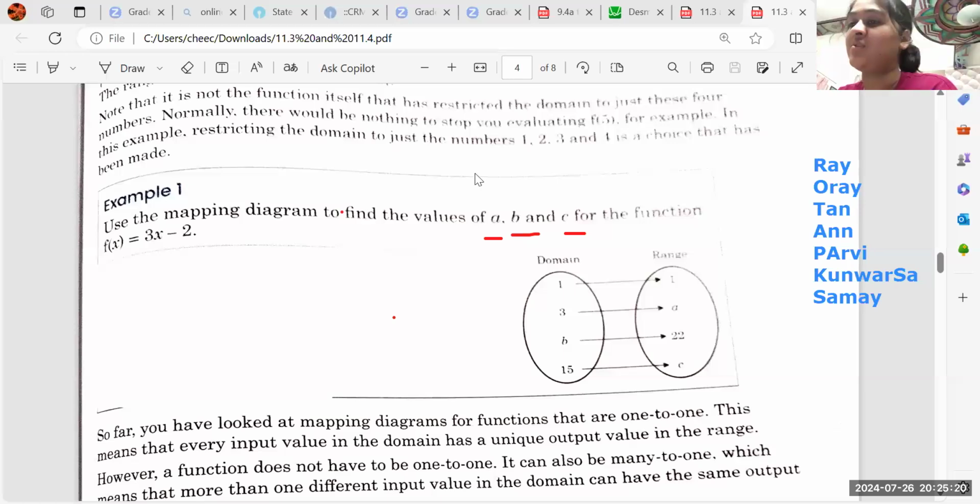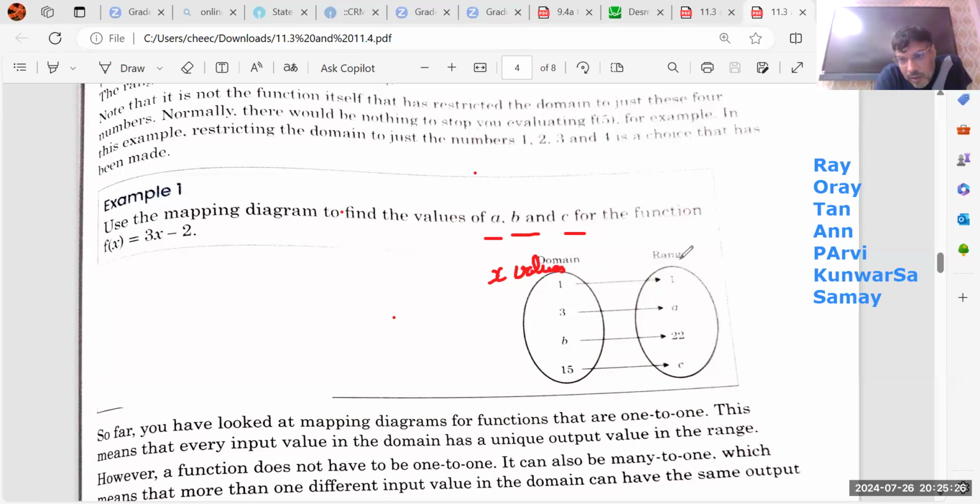So see, solving the third one. These are the x values. This is what I get, f of x, which is y. So I put 1, then 3 × 1 - 2 gives me 1. So this 1 that came is my answer, the y value, and this 1 I put in place of x. Clear? Okay, try it.